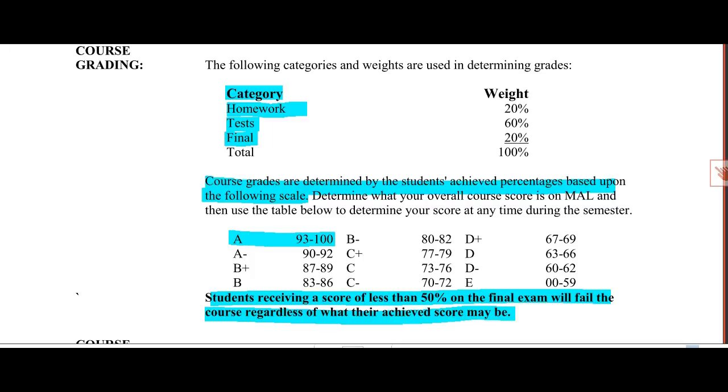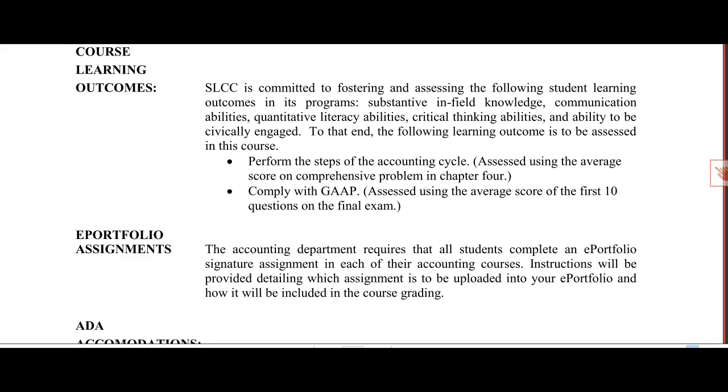So final exam's big. Scrolling down, this course does have learning outcomes. I'll let you read those on your own. We also have an e-portfolio assignment. All accounting classes are required to have an e-portfolio assignment. Your instructor will let you know what relates to this and what needs to be uploaded to your e-portfolio.